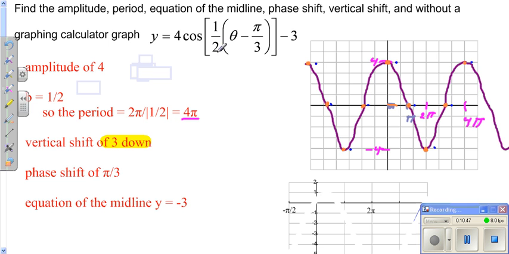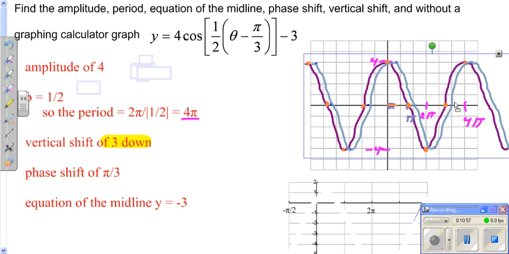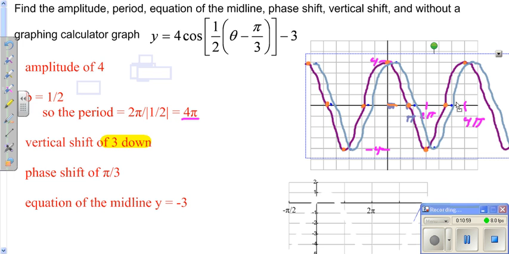And then all I have to do is just go ahead and take my graph and redraw it going through those blue points. So I'm going to take my original graph and just move it that far over so it goes through all my key points.